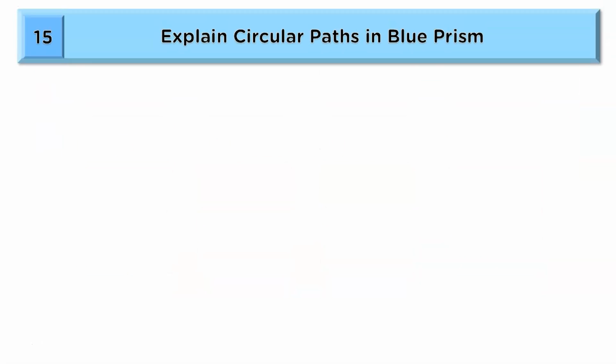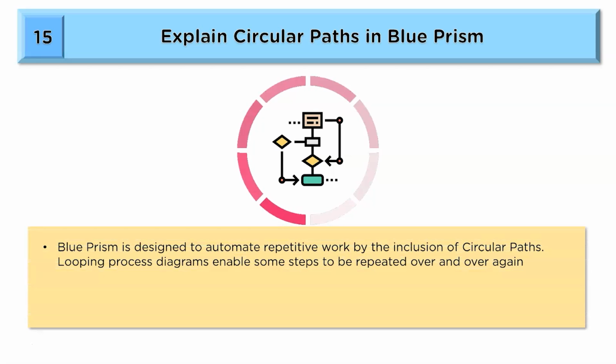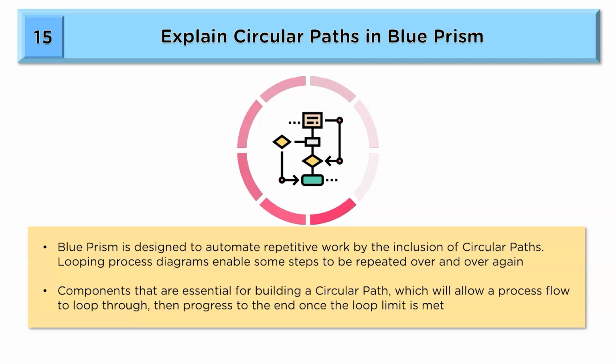Explain circular paths in Blue Prism. Blue Prism is designed to automate repetitive work, and includes circular paths. Looping process diagrams enables some steps to be repeated over and over again. Components that are essential for building a circular path will allow a process flow to loop through, then progress to the end once the loop limit is met.